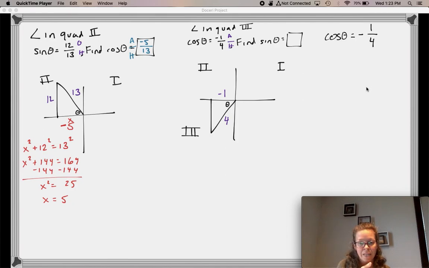So remember from the last lesson, a hypotenuse is always positive, no matter what. So in this picture, we want to make sure that hypotenuse of 4 is positive. The adjacent, it makes sense that it's negative 1 because it's going to the left on the x-axis. So we can assign that negative based on the picture more so than based on where the negative is in the fraction. All right, so now we're ready to find the missing side of this triangle.